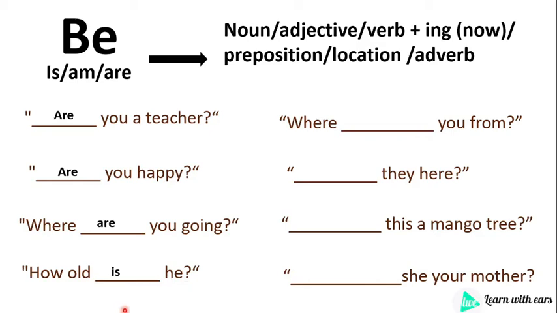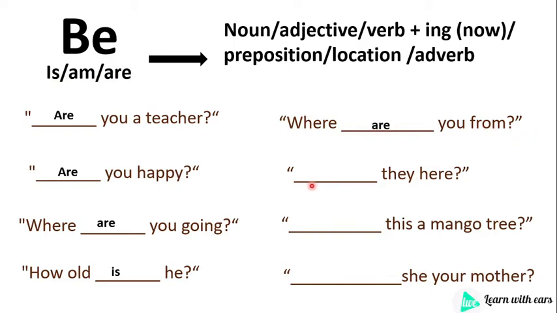Now next is where you from? Here from is a preposition, and with preposition we use be verb. You is plural subject, so we'll use are. Where are you from?